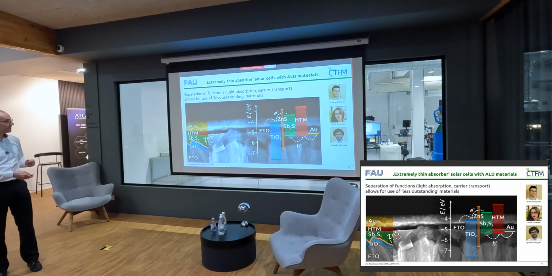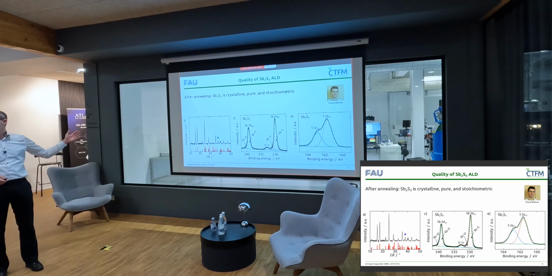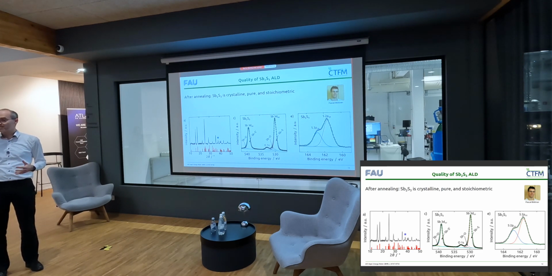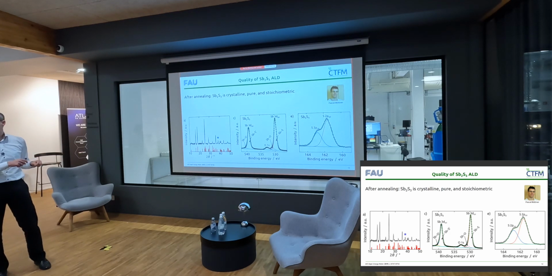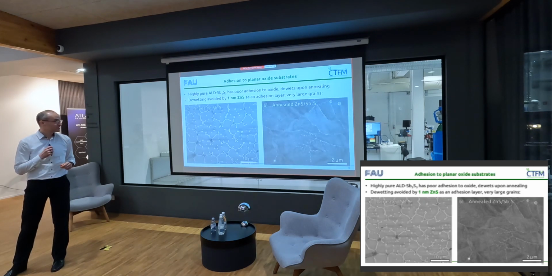And antimony sulfide is something that we can deposit well by ALD. And in fact, you see, it can be made very pure. In XPS, we see a little bit of oxygen because we don't run fast enough to the XPS, but really it is pure. It's crystalline after annealing, I have to say. We deposit it at low temperature in amorphous form, and we have to anneal it to crystallize.